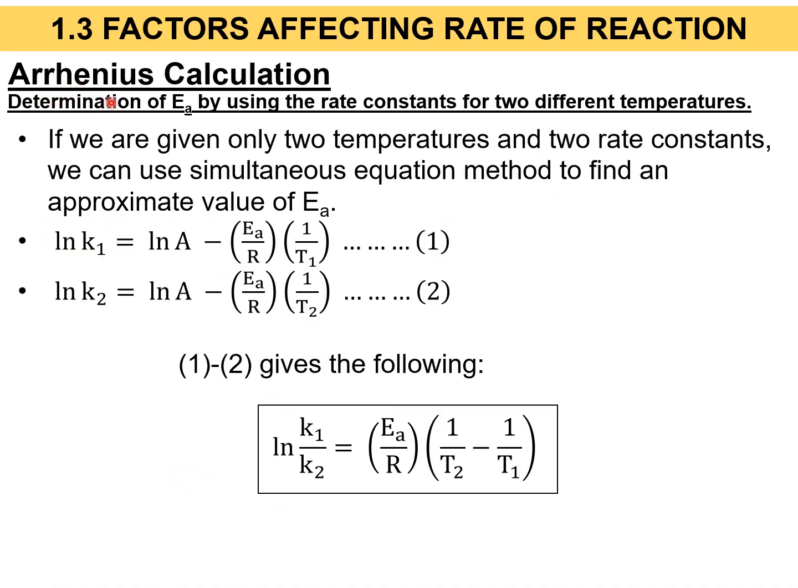Okay, tadi kita learn about Arrhenius plot. Now it is about Arrhenius calculation. Okay, Arrhenius calculation ni contohnya kalau kamu nak kena cari activation energy bila dia ada dua rate constants and dua different temperatures. Okay, if let's say you diberi dua temperature dengan dua rate constant, okay, you kena guna simultaneous equation yang akan form this one whole equation. Okay, so equation ni you kena hafal.